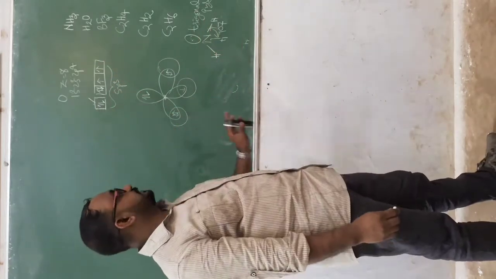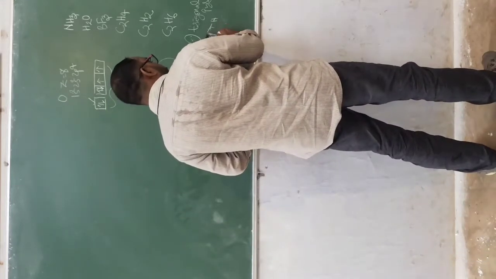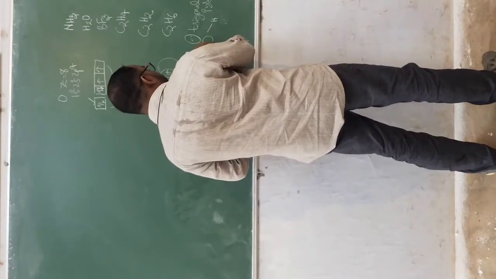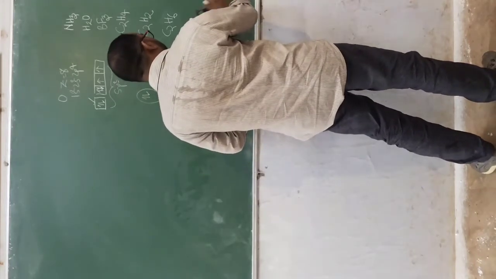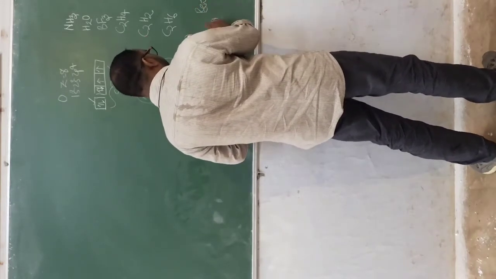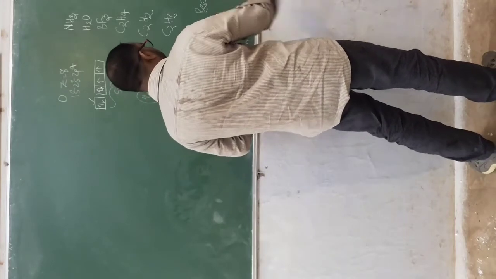So again, there is a question. If you draw the structure of oxygen, it comes like this. The geometry of the molecule is bent and the bond angle is 104 degree 28 minute, or 104.5 degree.